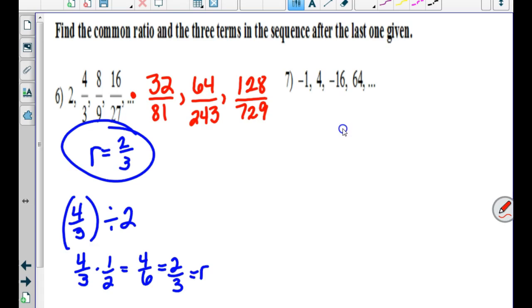Okay, what about this one? What's r? Everybody okay with that? 4 divided by negative 1. So the next 3 terms, I don't know, 256 maybe, negative? Then I need help. 1024? Yeah.